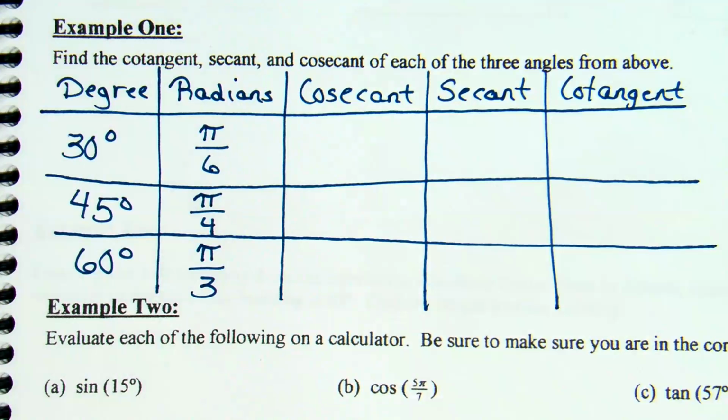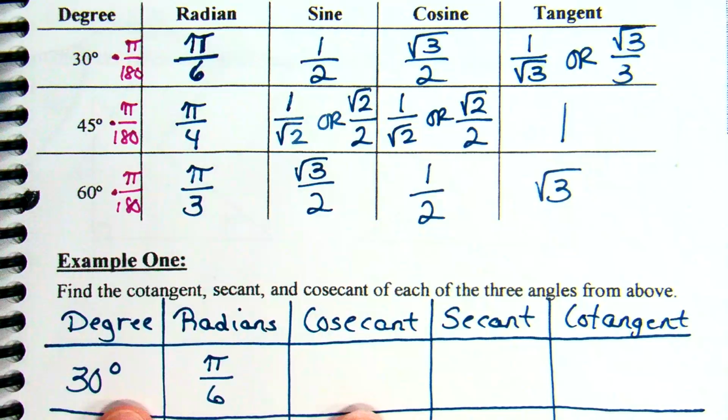What would be the easiest way to fill in cosecant? Take your sine column from up above and take the reciprocal of each. Now, if you'd prefer to go back to your triangles, you can. But to me, it's just easier to use our reciprocals. So, cosecant of 30. Well, what was sine of 30? Sine of 30 was 1 over 2, so what's cosecant of 30? 2 over 1, or in other words, 2.